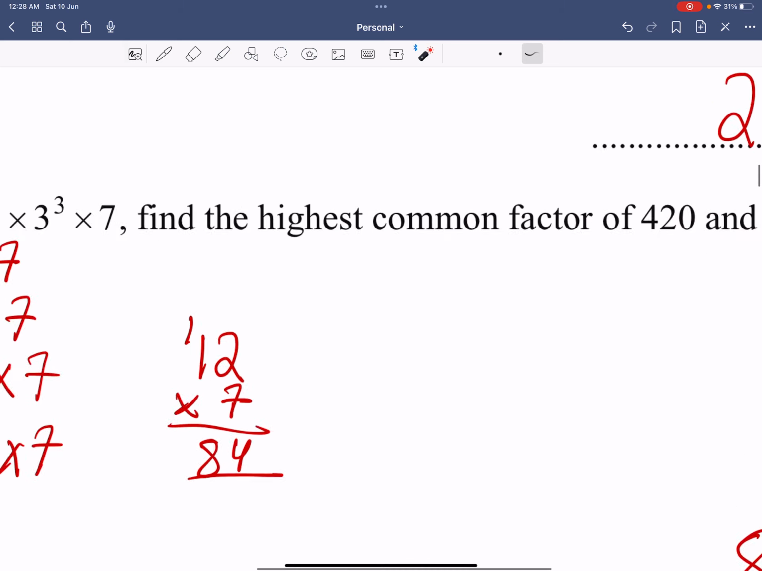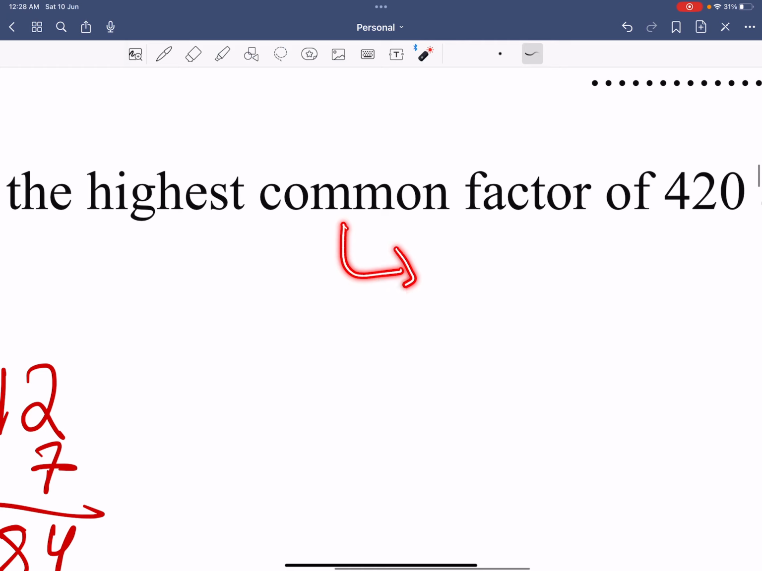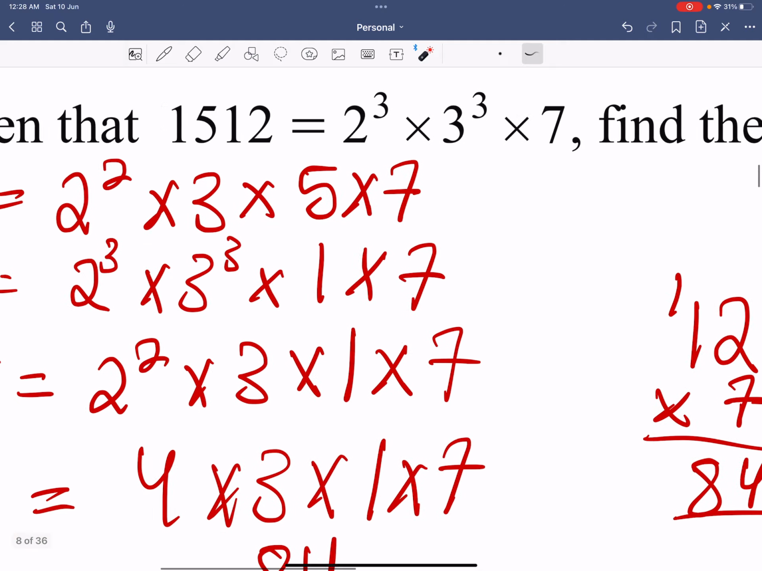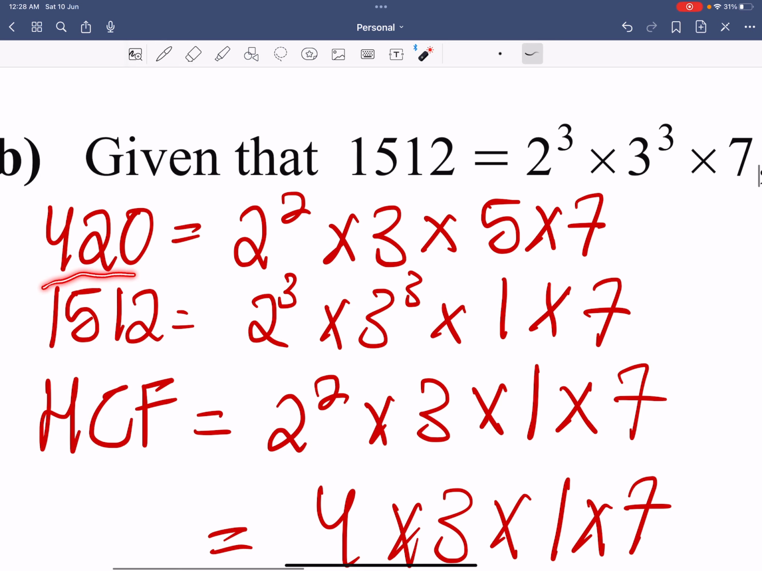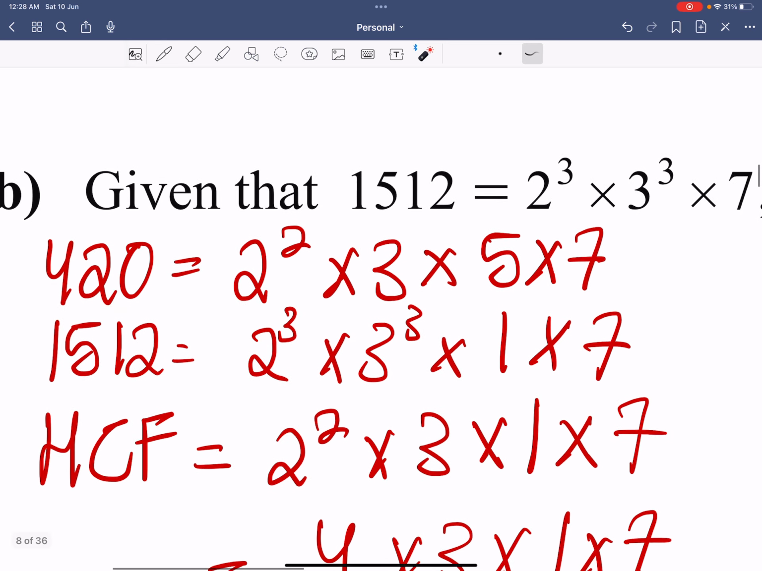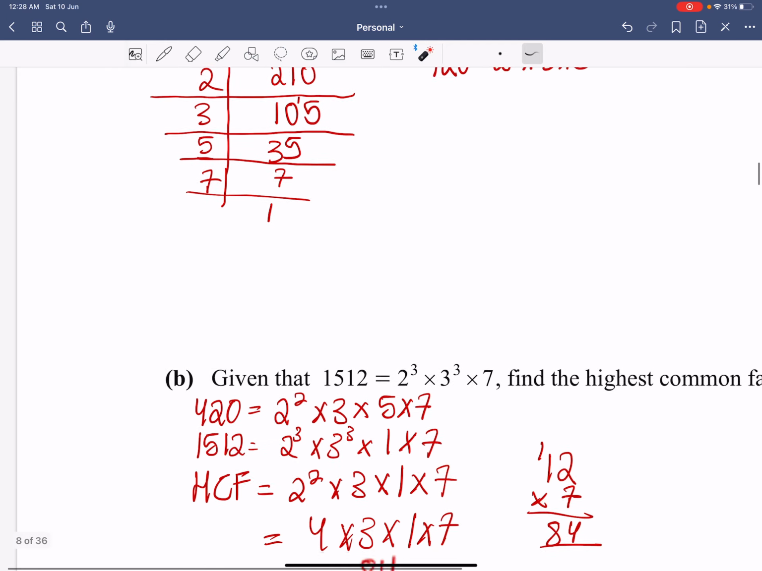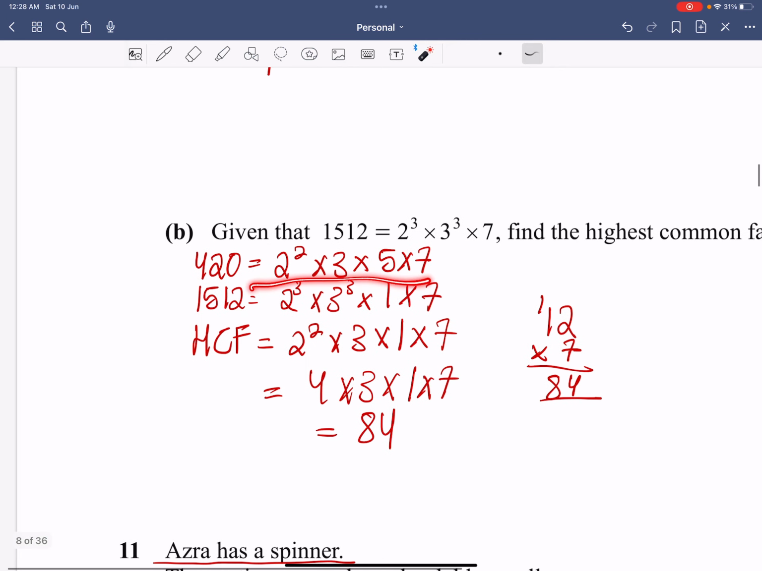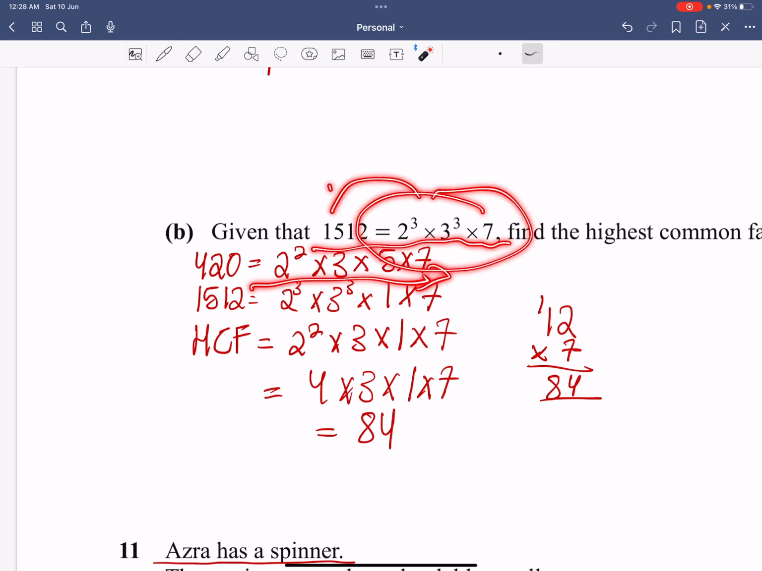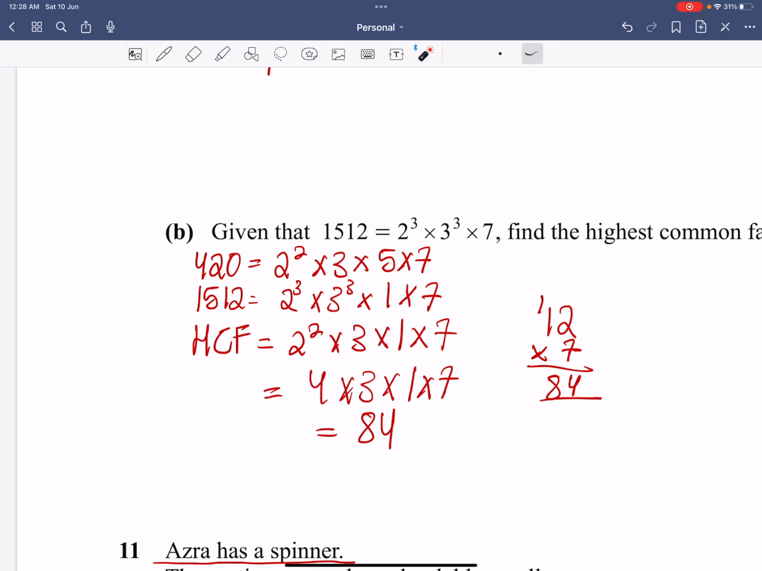So now how do we find HCF? We find HCF by selecting the smaller number. So what do I mean by that? For example, 420, we have written, first we'll write both the numbers as their product of prime factors. Like 420 as a product of its prime factors is this, 1512 as a product of its prime factors, which they have given us or provided us with, is this.